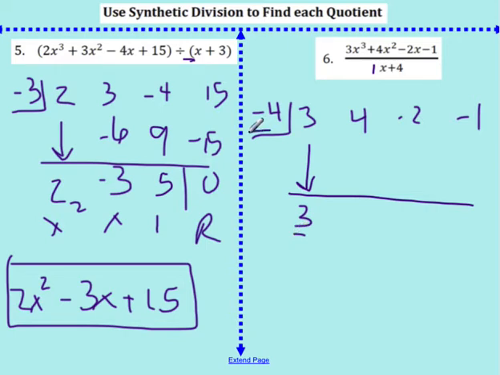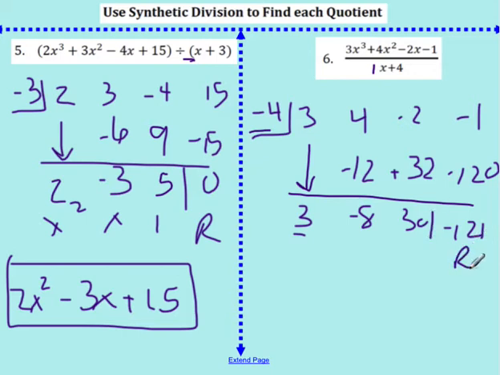3 times negative 4 is going to give me negative 12. 4 plus a negative 12 is negative 8. Negative 8 times a negative 4 is positive 32, sorry. And then negative 2 plus 32 is 30. 30 times a negative 4 is a negative 120. Negative 1 plus negative 120 is negative 121.